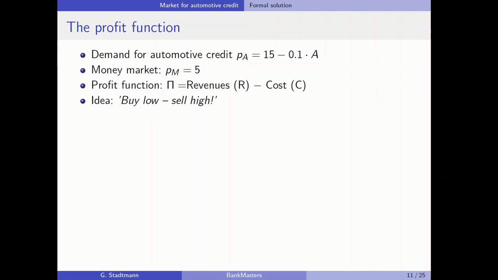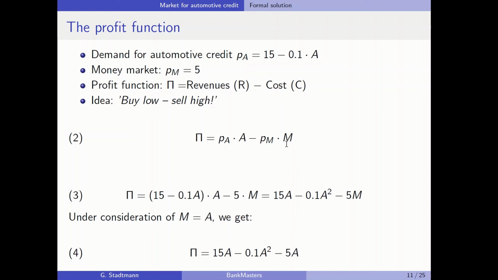So the bank wants to buy liquidity in the money market at a low interest rate of 5, and they want to sell this liquidity in the automotive credit market. So the revenues stem from the automotive credit market, and the costs stem from the money market. With this information at hand, we are able to define the profit function. The revenues are given by price times quantity in the automotive credit market, and the costs stem from the money market: the interest rate in the money market times the quantity in the money market.